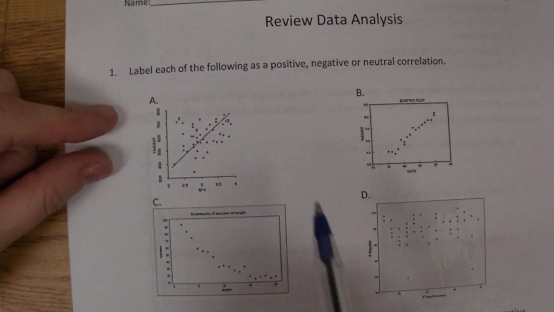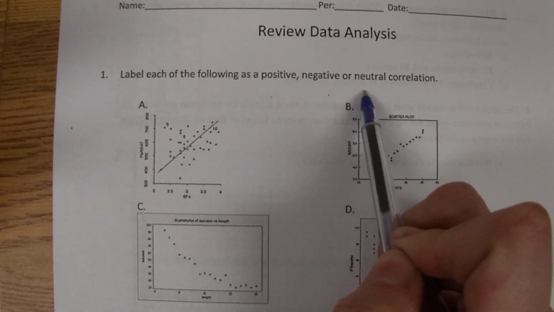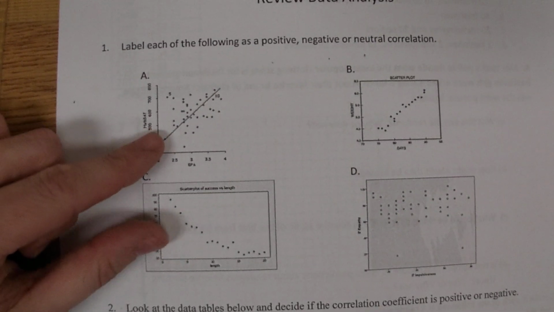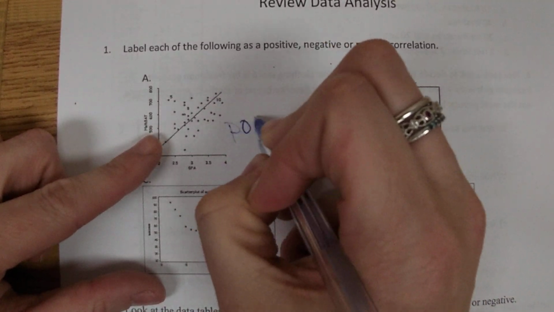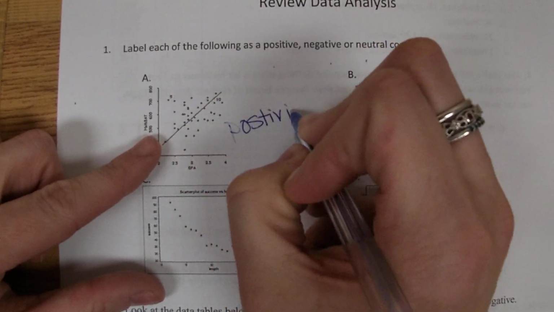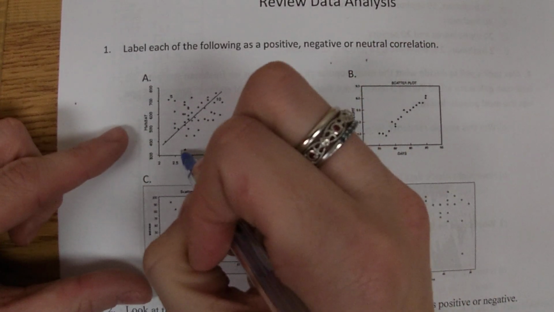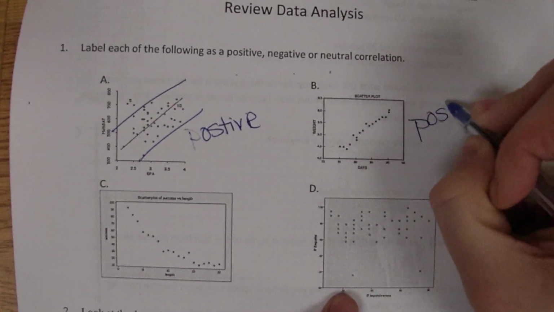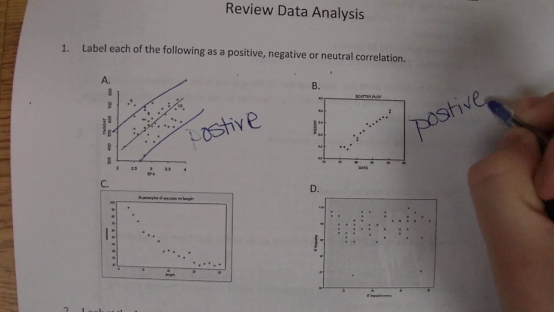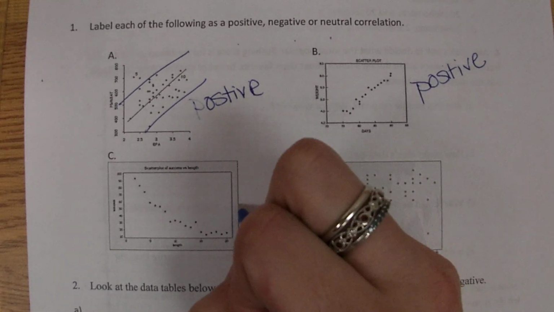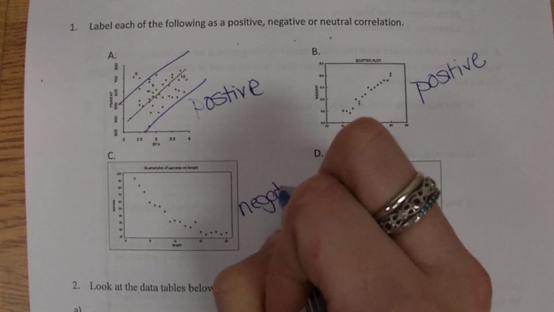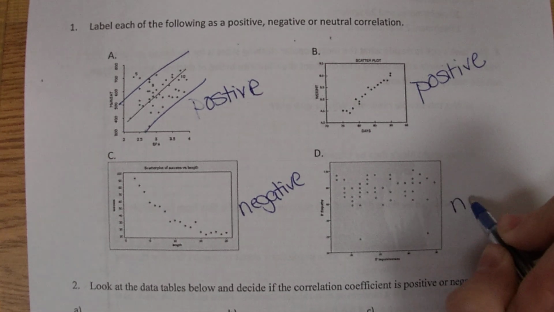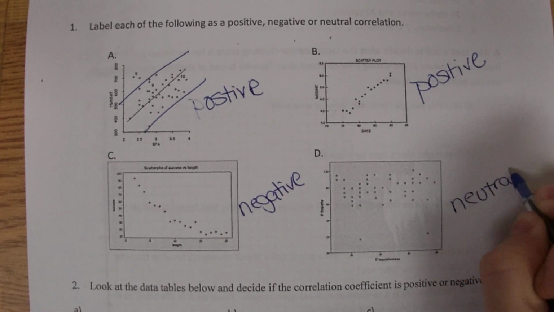So going through here, we're looking for positive, negative, or neutral, no correlation. Okay, so A, we have the line going uphill, so this is positive. Even though the data points are a little bit more scattered out, we still have this general upward line happening. B again is uphill, so it's positive. C is downhill, so it's going to be negative. And D is going to be neutral or no correlation because the points are kind of everywhere.